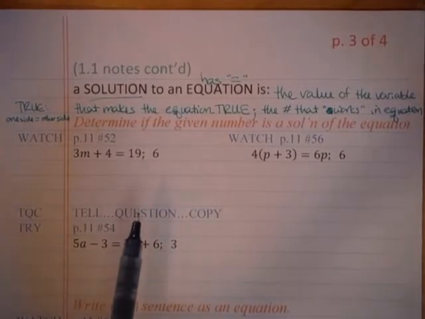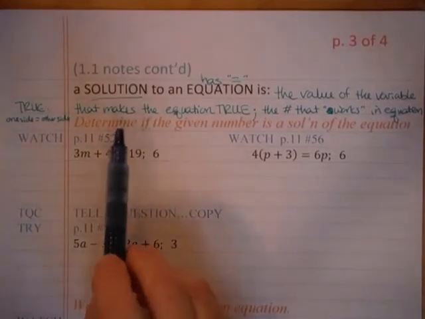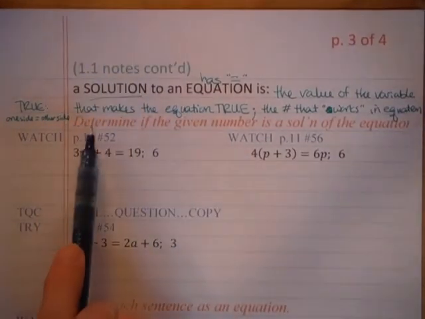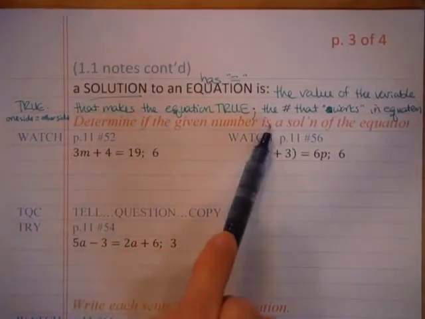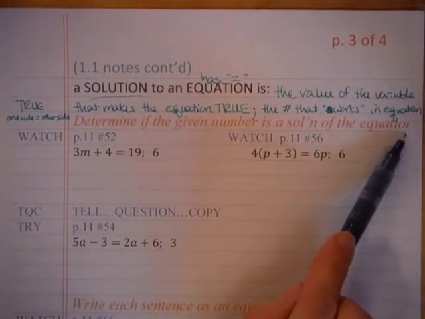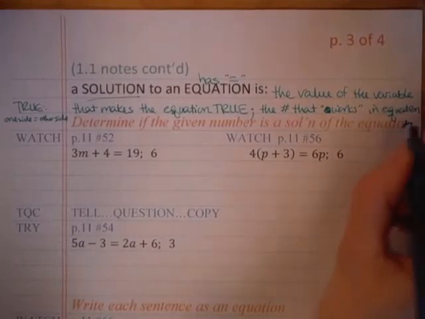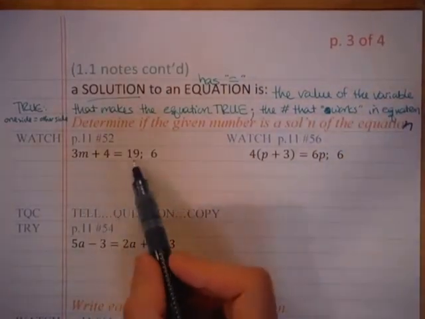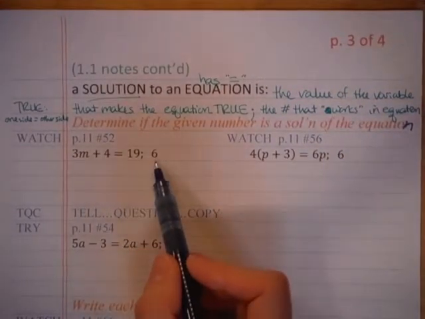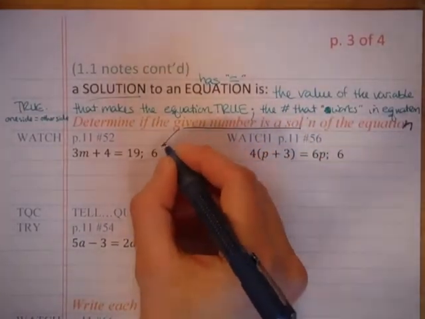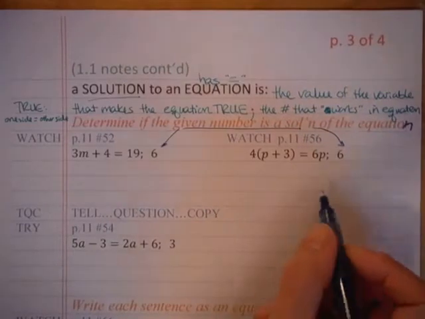The instructions for the problems you're going to see for this type is, determine if the given number is a solution of the equation. That got cut off a little bit, that should say equation. They're going to give you an equation, which means you're going to see an equal sign, and then they're going to give you the solution. They're going to give you a number, and they want you to figure out, is that a solution?